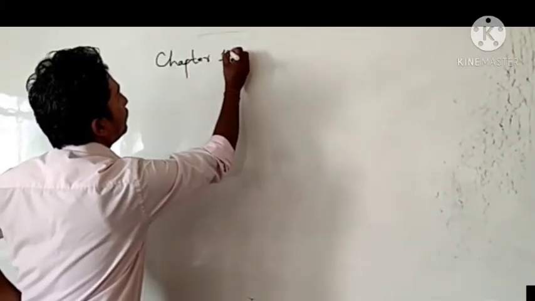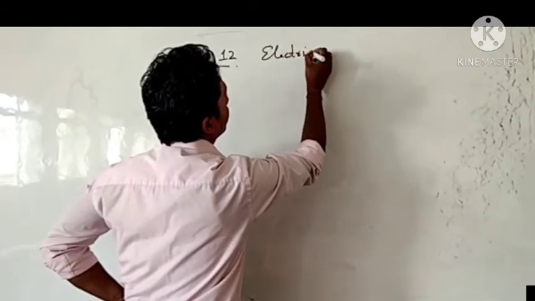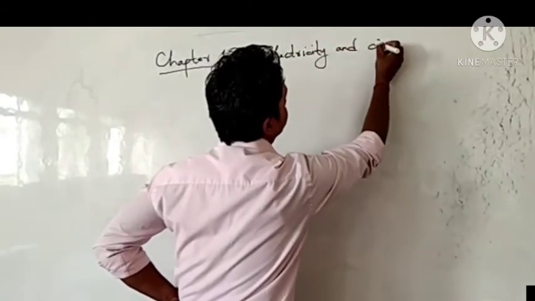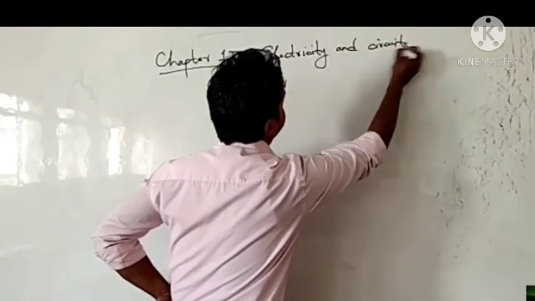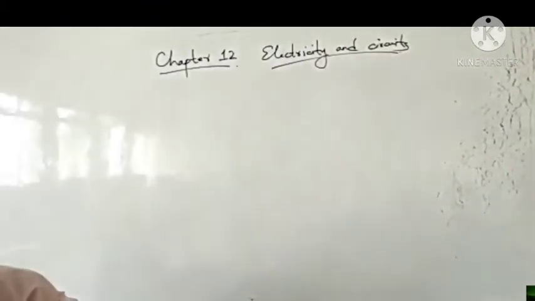Chapter number 12, electricity and circuits. So almost we have come to the end of the chapter.